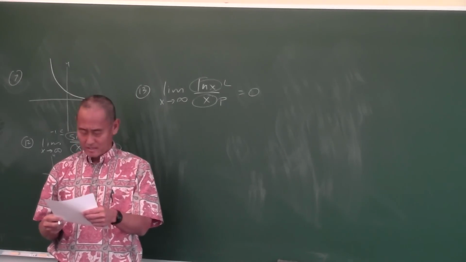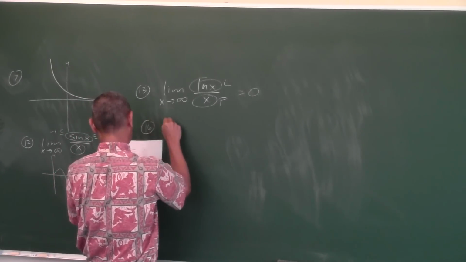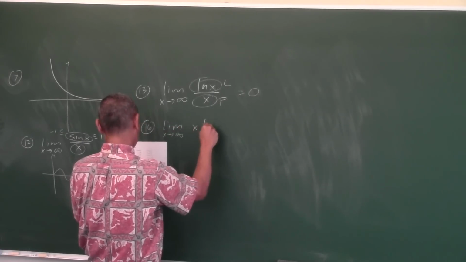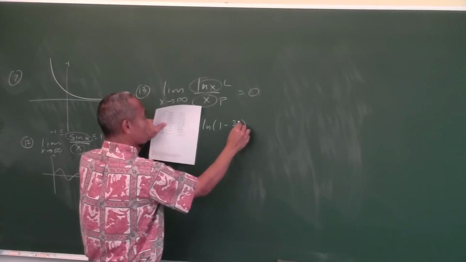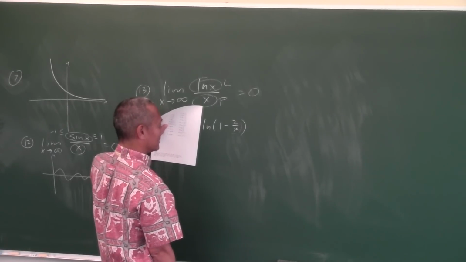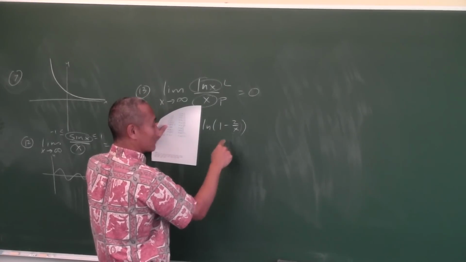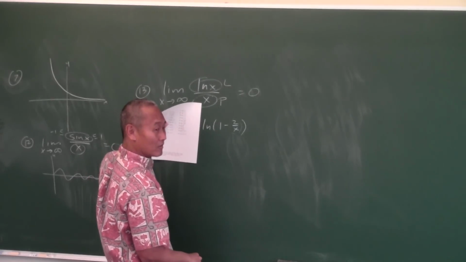13, 16. L'Hôpital! Limit as x approaches infinity of x times natural log of 1 minus 2 over x. Now, do not do this now. What's the limit as x approaches infinity of just that thing by itself? 0, because the degree of the bottom is bigger than the top. So 1 minus 0 is 1. Natural log of 1 is 0. 0 times anything is 0.